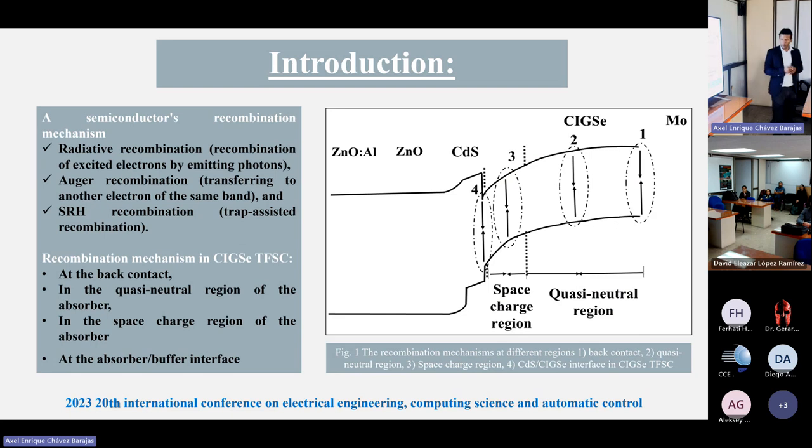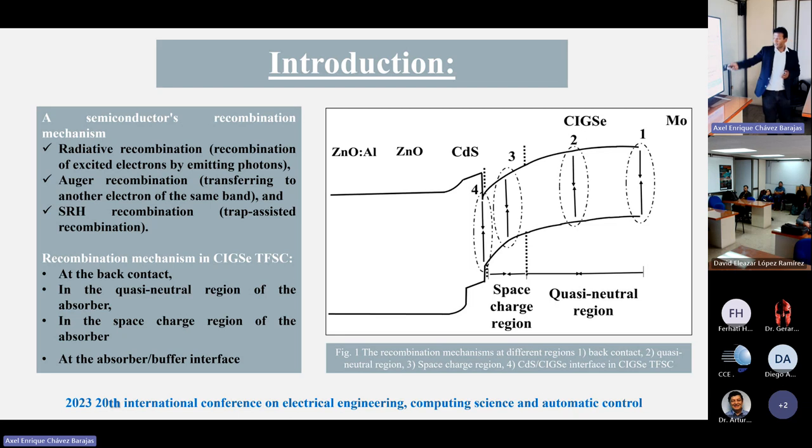So here, normally we discuss the defects. In semiconductors, there are three types of recombination mechanism: radiative recombination, Auger recombination, and Shockley-Read-Hall recombination. Radiative is recombination of excited electrons by emitting photons, and Auger is by emitting photons and phonons, transferring energy to another electron in the same band, valence band or conduction band. Then Shockley-Read-Hall recombination is related to traps, or you can say defect recombination, due to defects causing recombination of the charge carriers.